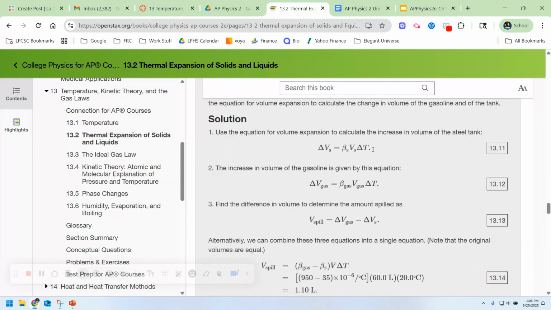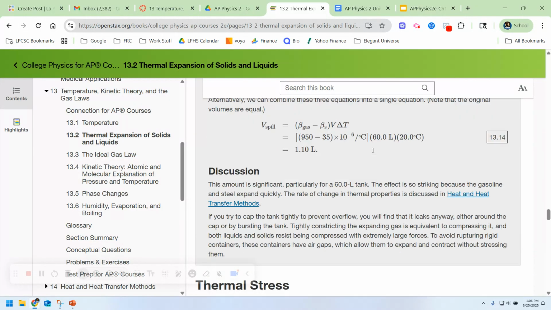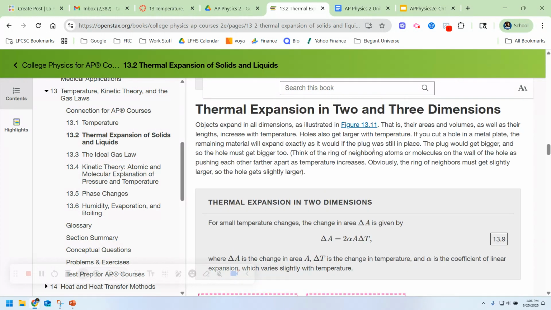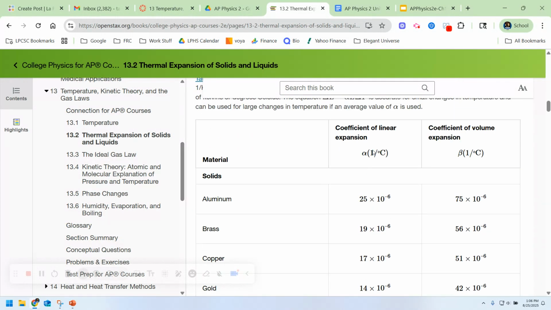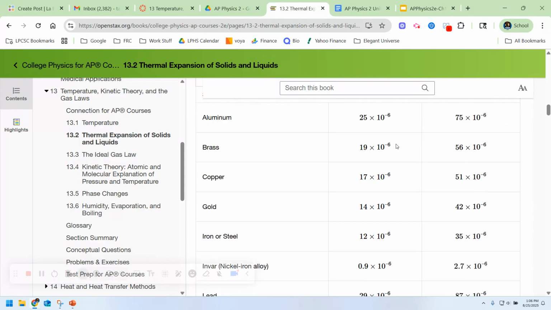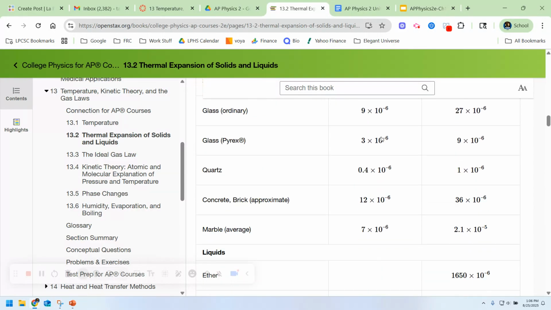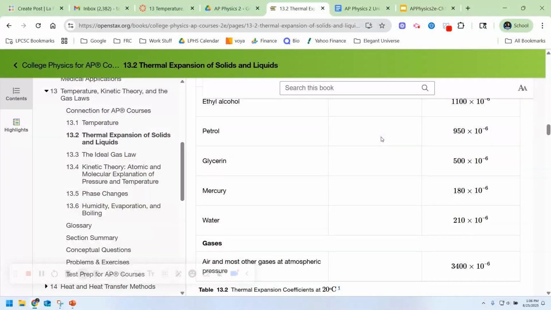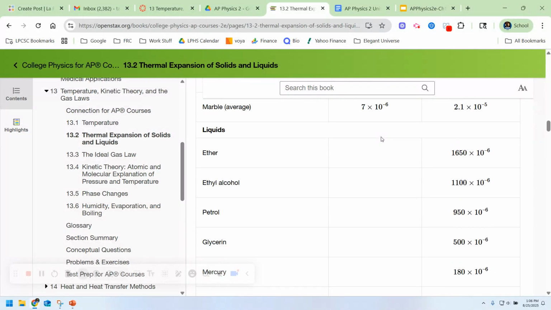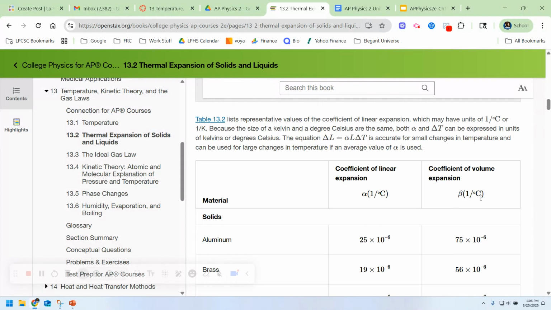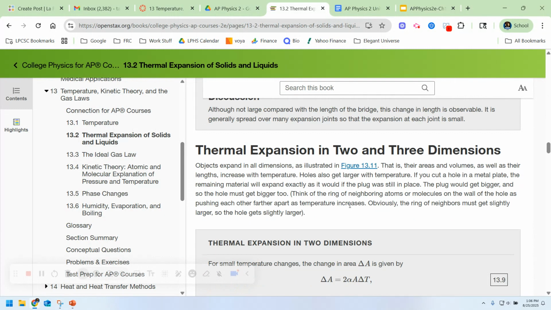And then if you're wondering what alpha is, somewhere in here I saw the coefficient of linear expansion. For aluminum it'd be this number, for brass it'd be this number. So you'll need to jot these down too, so that way you'll have them with you when you go to use your notebook. And then this would just be beta, which is just 3 times this number, okay? So jot those down.